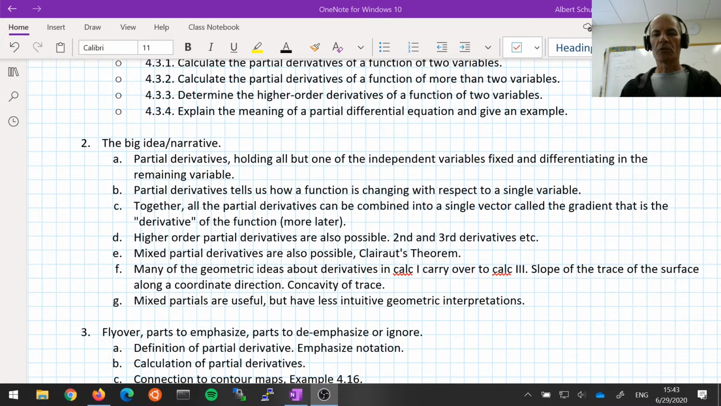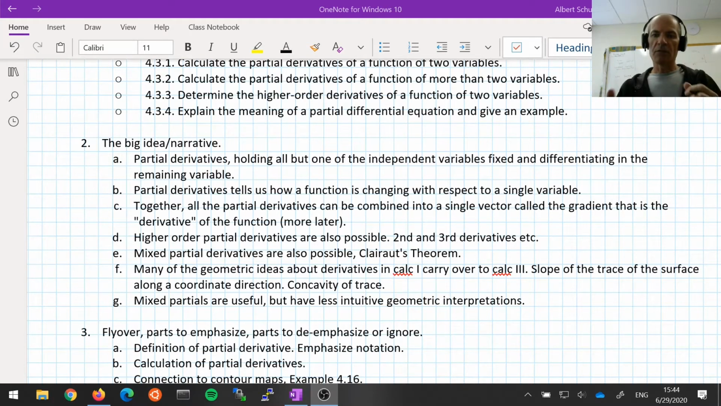What do partial derivatives tell us? They tell us lots about how the function is changing with respect to a single variable. What they don't tell us is how the function changes in combinations of those variables. But what we'll see later is we can actually tease out even that information if we know all of the partial derivatives. We can figure out how a function is changing with respect to a collection of independent variables.